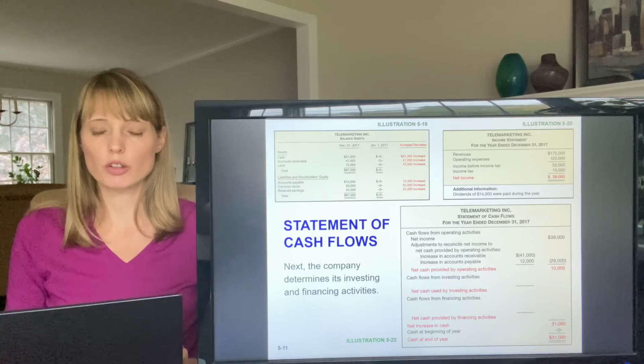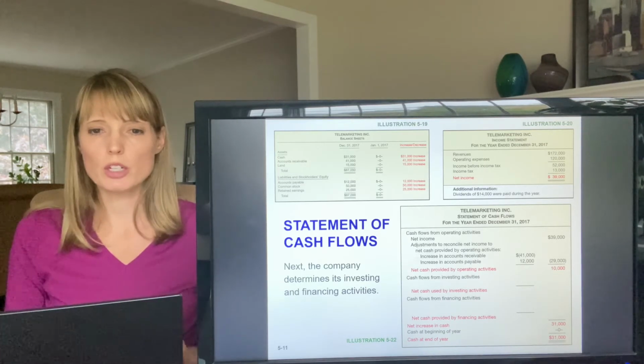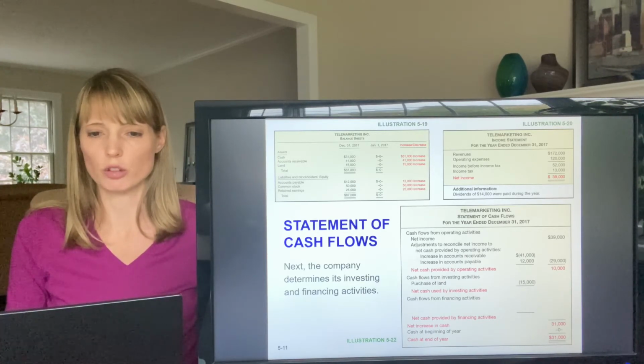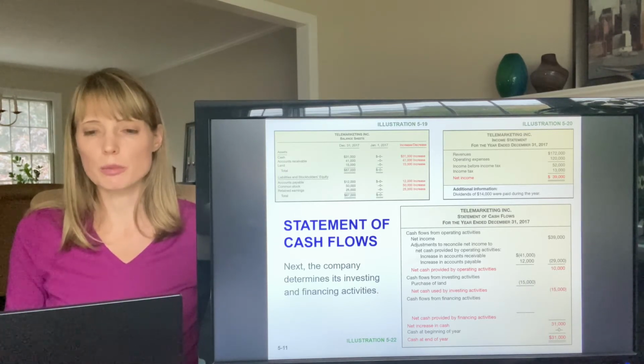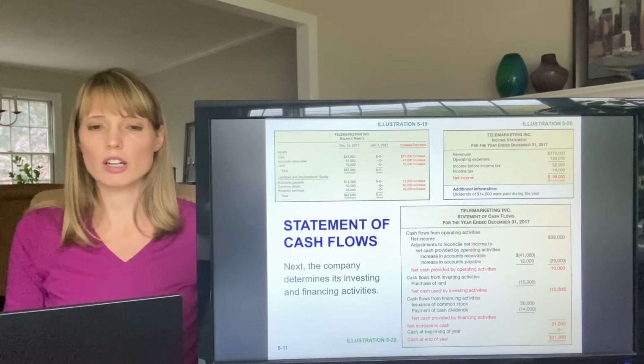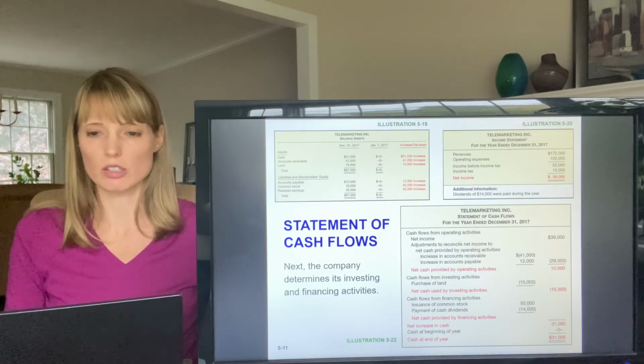Next, we need the cash flows from investing activities. We know that land was purchased for $15,000, so we're going to see a negative $15,000 in the statement of cash flows in the investing section. Finally, we're up to the cash from financing activities. We know that at the beginning of the year, the company issued common stock for $50,000, so they received that cash. And the company paid dividends of $14,000 for a net cash provided by financing activities of $36,000.